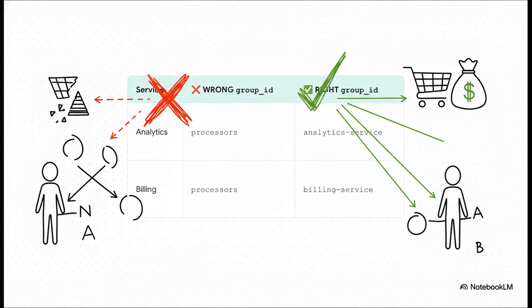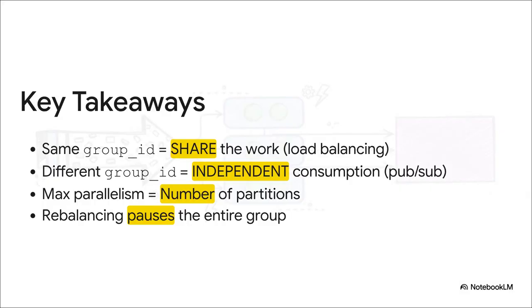It's a mess. So let's wrap this all up. It's super simple. Same group ID, you're sharing the work. Think load balancing. Different group ID, you get independent copies of the data. Think pub/sub. And always, always remember, your max parallelism is tied to the number of partitions, and scaling in or out causes that rebalance pause for the whole group. Master these concepts, and you've mastered Kafka scaling.